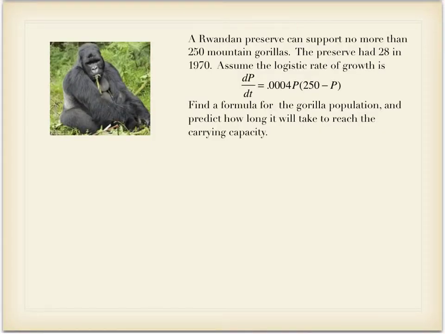Alright, so here's my favorite animal, gorillas. So a problem related to that. We know that the carrying capacity of this Rwandan preserve is 250. They had 28 in 1970. Here is the actual rate. Now notice this is the calculus part, the differential equation here. We want to find a formula for the gorilla population and then predict how long it would take to reach that carrying capacity.